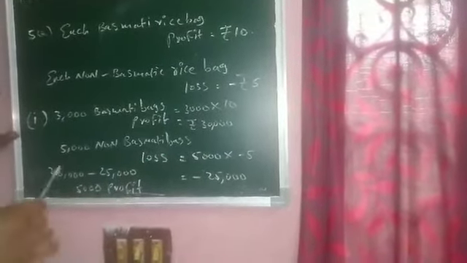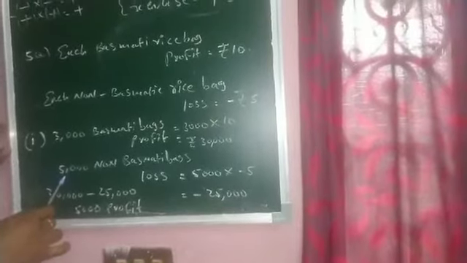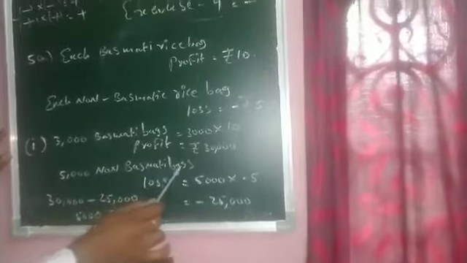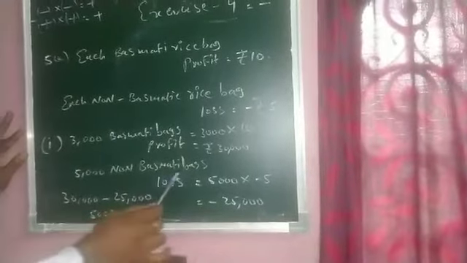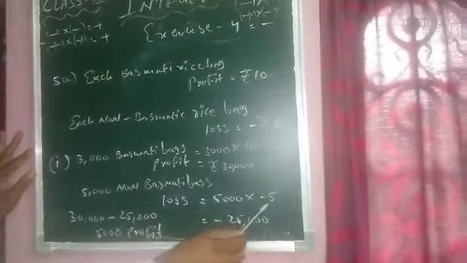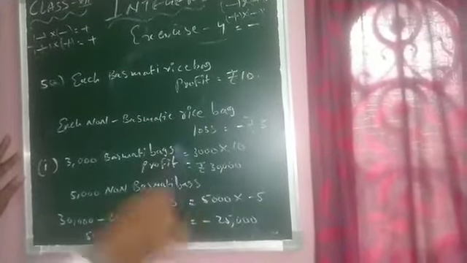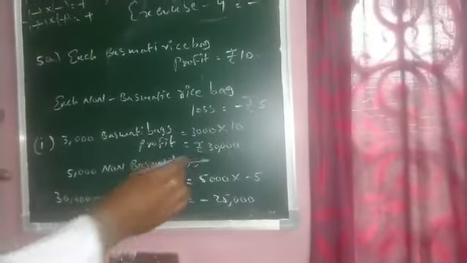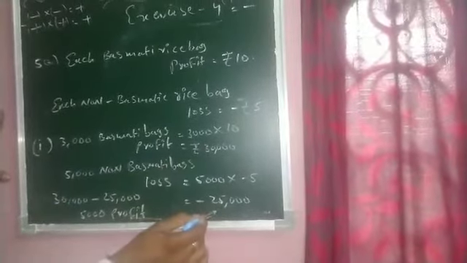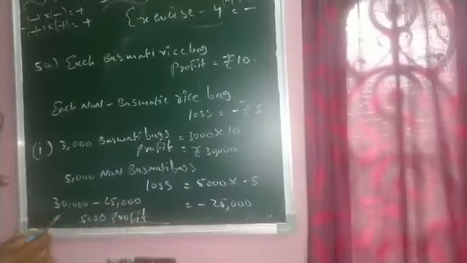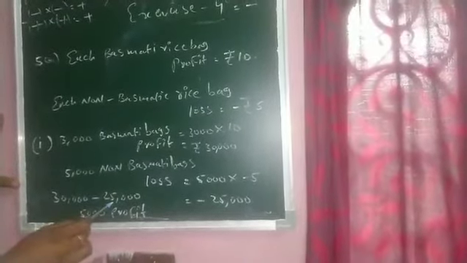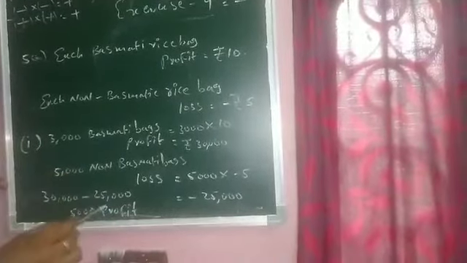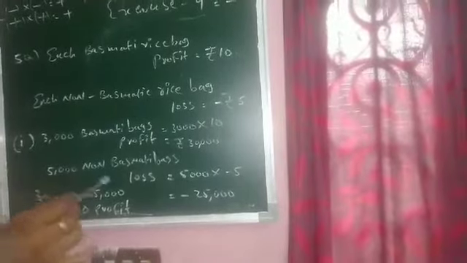In the same month, he sells 5000 non-basmati bags. Non-basmati bags mean loss: 5000 into minus 5 is minus 25,000. He lost 25,000. Finally, is it profit or loss? Profit is 30,000 and loss is minus 25,000. Finally, he gets 30,000 minus 25,000, which is 5,000 profit. In that month, the merchant got 5,000 rupees profit.